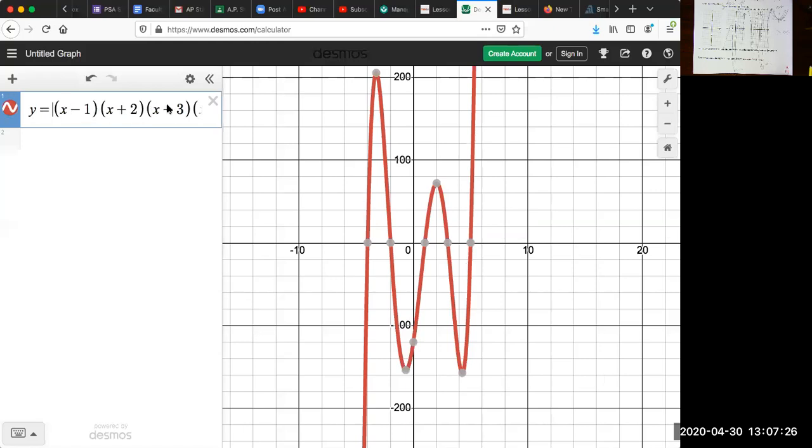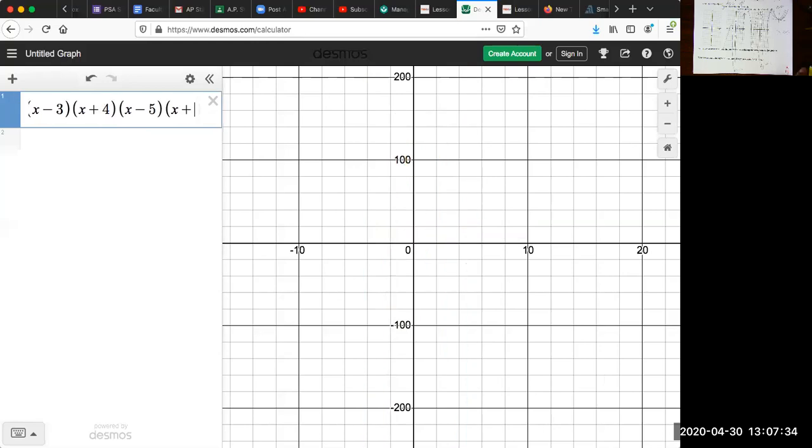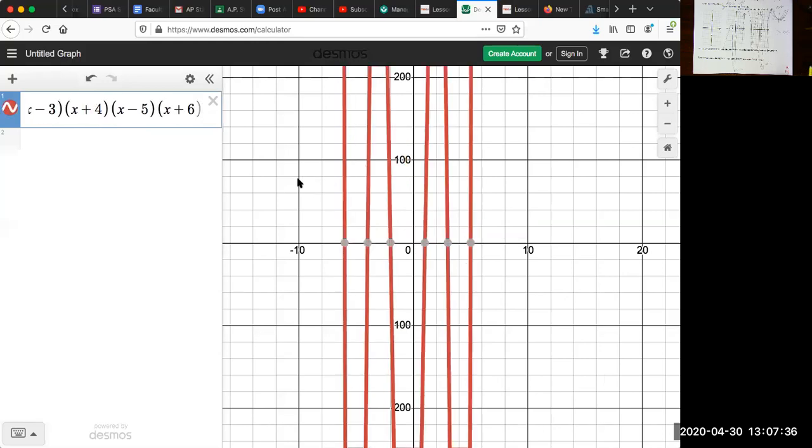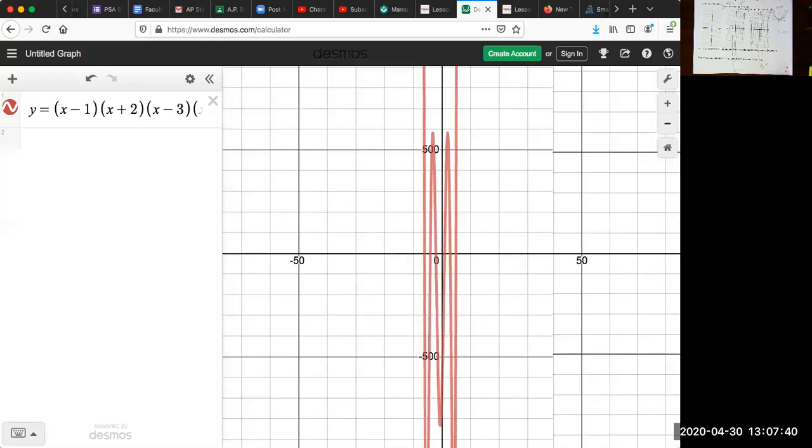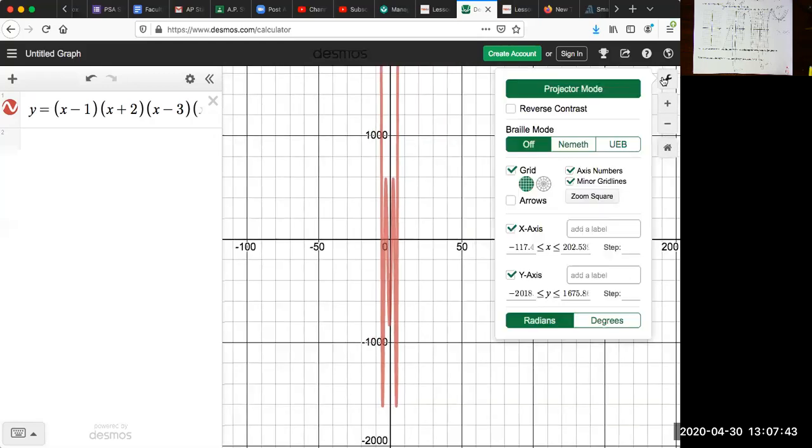Negative 1 plus 2. Okay, so they're just adding on. 5, x plus 6. Let me adjust that a bit more now.